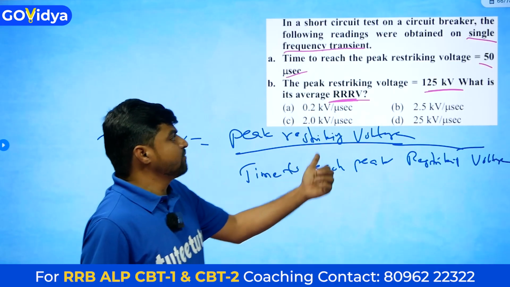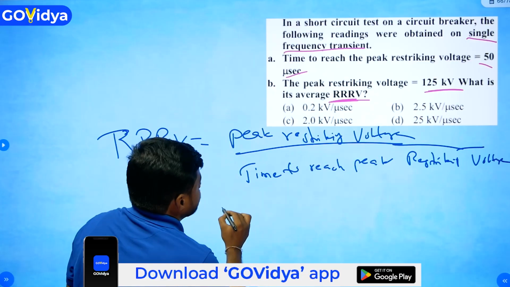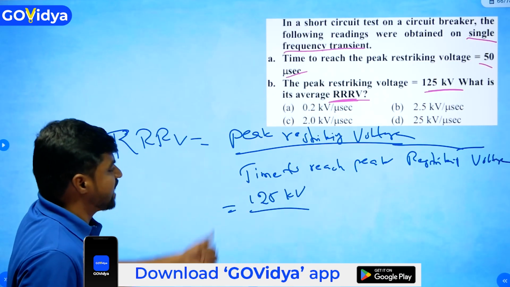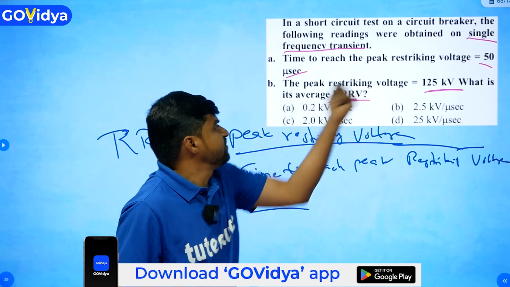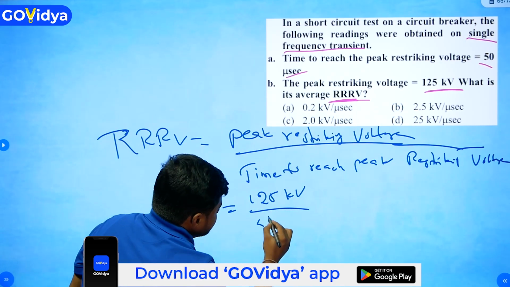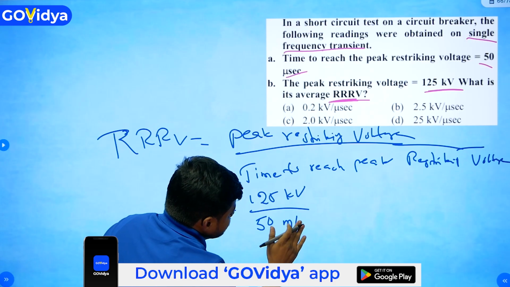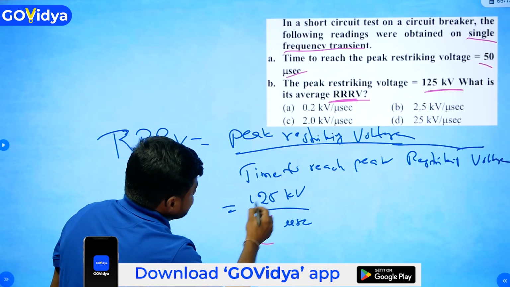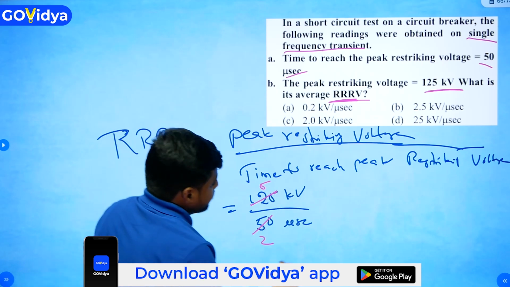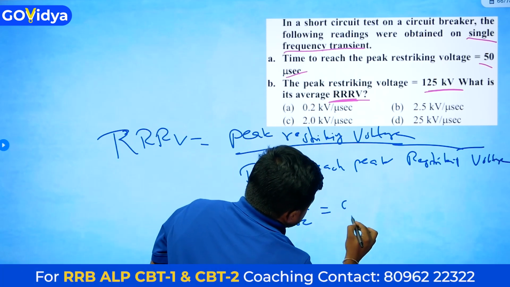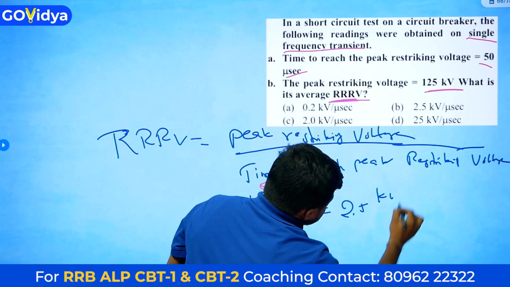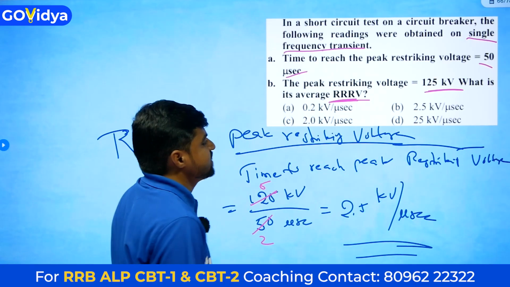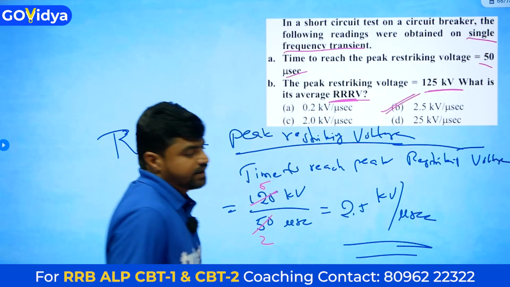Okay, peak restriking voltage is 125 kV. Time to reach peak restriking voltage is 50 microseconds. 125 divided by 50, 25 2s are 50, so 5 by 2 means 2.5 kilovolt per microsecond. From the options, option B is the correct answer.